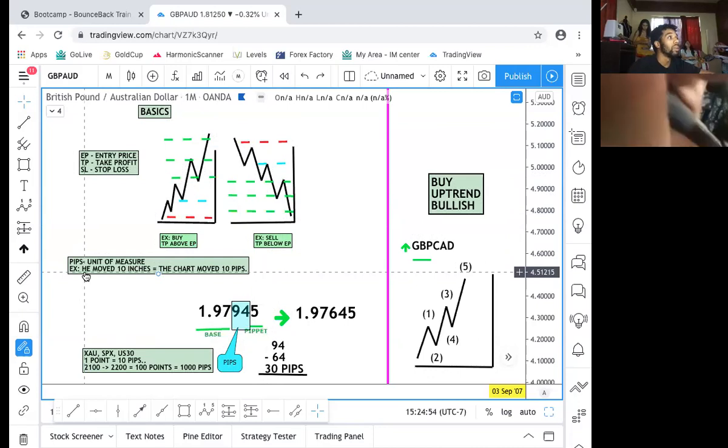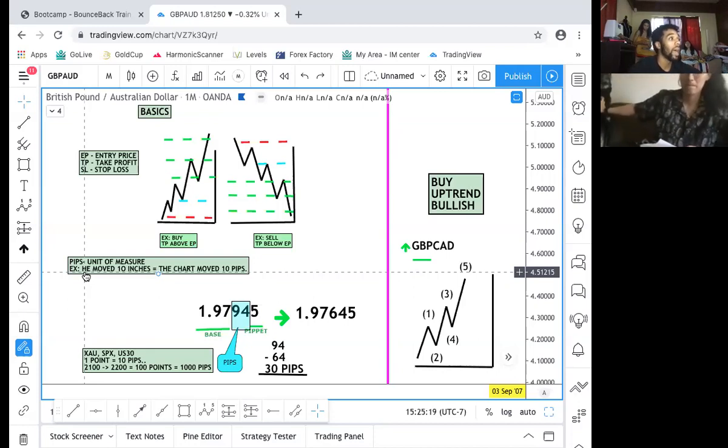Now, there's something called pips. I'm sure we've all heard it. What a pip is, it's pretty much just a unit of measure. If you said I cut off 10 inches of my hair, it's like saying our price moved 10 pips. It's literally just a unit of measure. You could compare it to inches, you could compare it to feet, whatever you want.